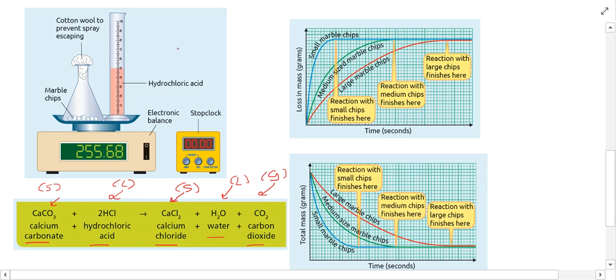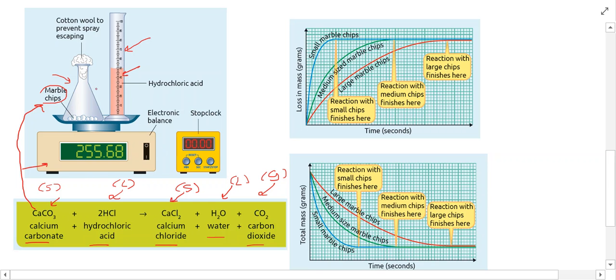So if we have a look at the apparatus, we have a balance. This is our balance here. We have a graduated cylinder. We have a conical flask. Inside it, we have the marble chips, which is this here, the calcium carbonate. We see here we have it in solid lumps. We have then the hydrochloric acid, which is the liquid in here. We have a timer as well.